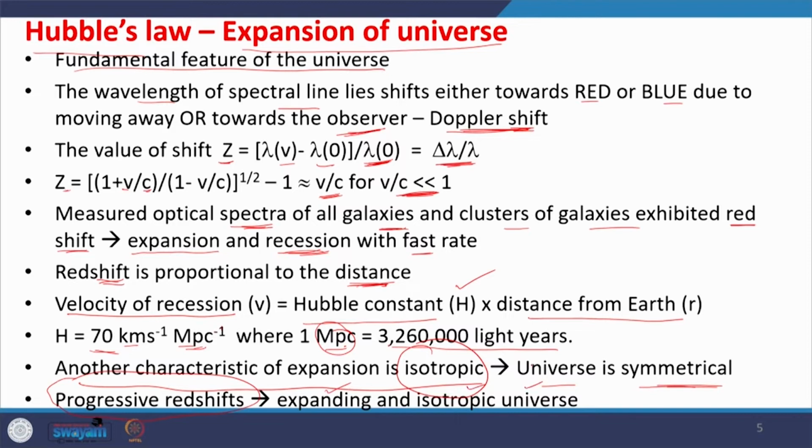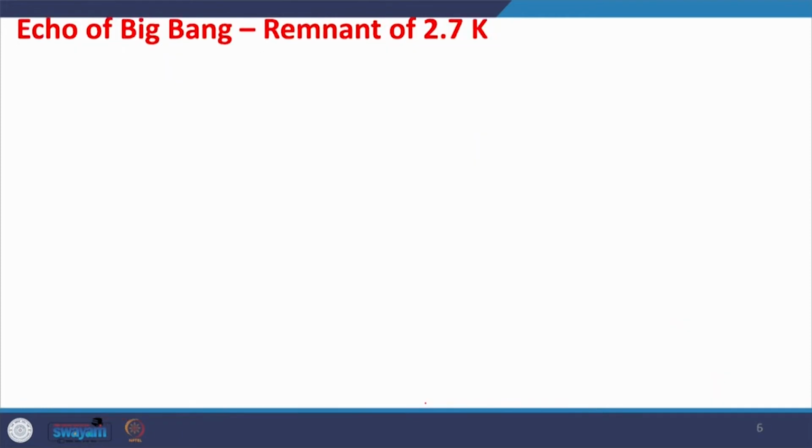So, it is very important to analyze the redshifts in order to understand the isotropic nature of the universe and also the expansion of the universe. Then after the elemental abundance curve and HR diagram, as part of that I have also discussed the ML relation and Hubble's law.